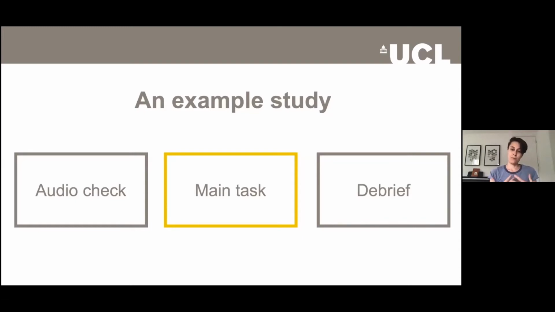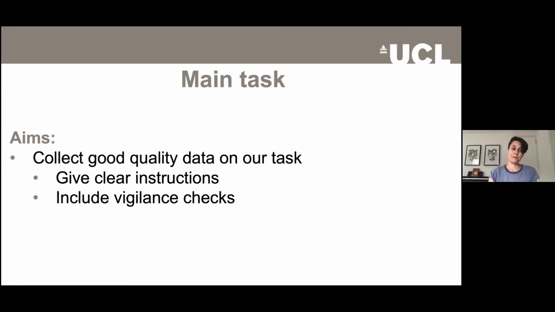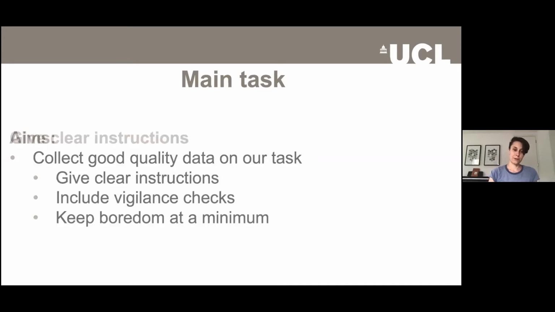So what do we do for the main task? Well, this is where it gets a little bit general, because everyone else wants something different from their main task. But what we all want to do with our task is, of course, to collect good quality data. How do we do this? These are things that are, as I said, fairly general, but possibly particularly relevant for online experiments. We need to give clear instructions. We might want to include vigilance trials, and we want to keep the boredom at a minimum on the participant side. So how do we do this in practice?